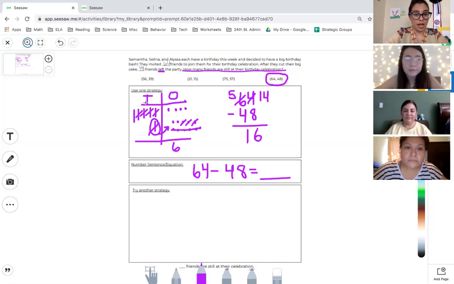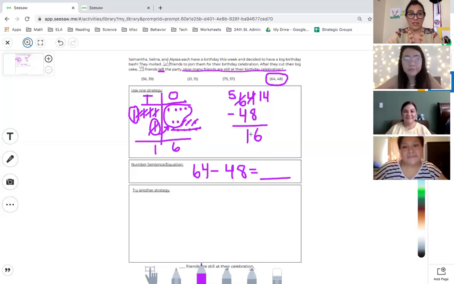1, 2, 3, 4. And I have 1 ten left over here and 6 ones left over. So 16 is my answer, and I showed it using the tens and ones strategy, but also showing the standard algorithm. And it's really important to use that standard algorithm because you're going to be seeing it for the rest of your life. So might as well get that exposure now and start working towards it if you can.